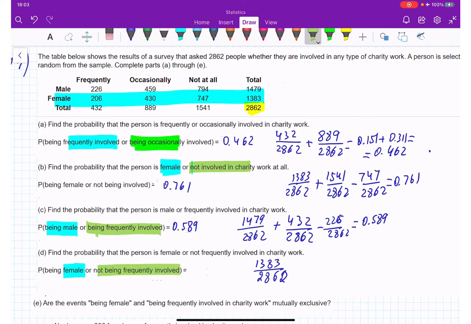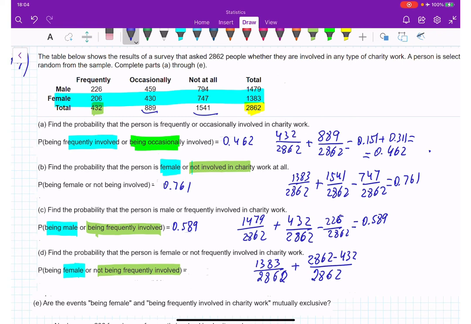So not being frequently involved. So frequently involved, 432 total. Not being frequently involved, I'm going to do plus 2862 minus, because it says not frequently involved, minus 432. Or I can do 889 plus 1541, doesn't matter. Over 2862, okay, not frequently involved.